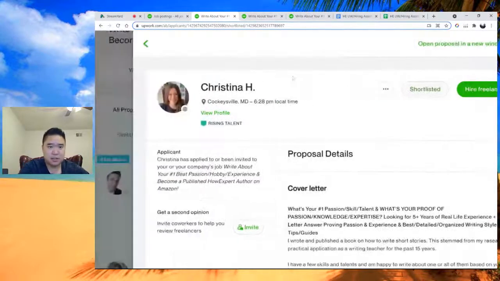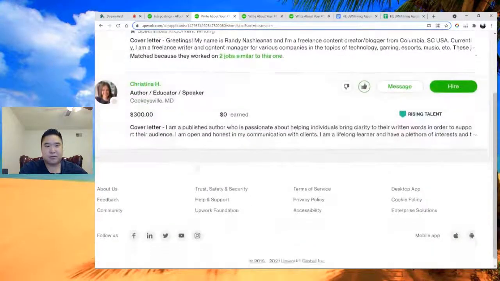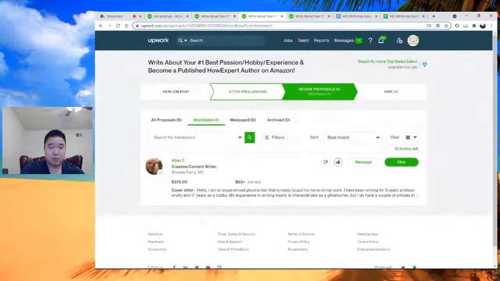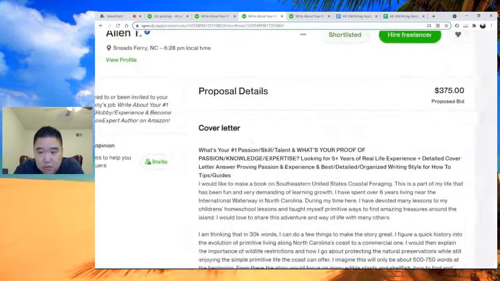Now let me take a look at the other applicants. Yeah, this is cello, right? Now, I want to just focus on one example for time purposes. Who else? Oh yeah, this is another freelancer who has another topic about coastal foraging, right?